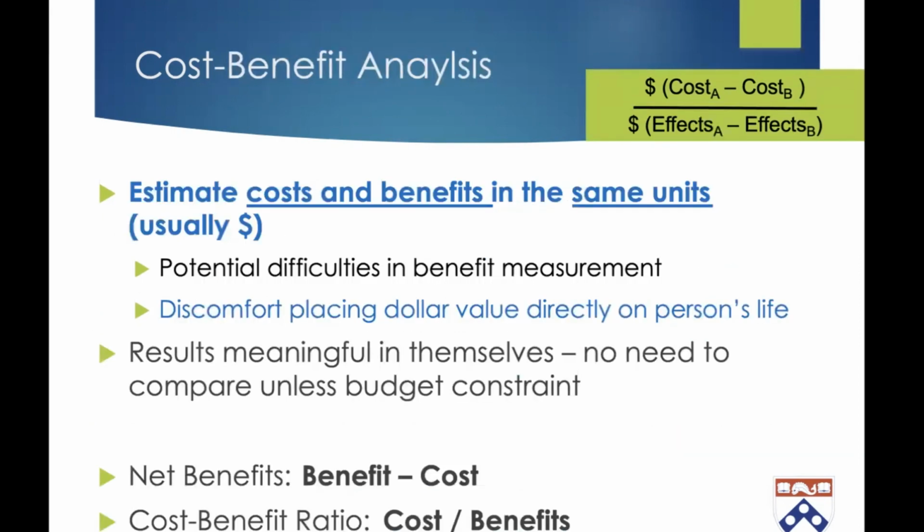So another one that's not commonly done is a cost-benefit analysis. Here, the cost and benefits are in the same units, usually dollars. So it's easy to interpret. If it's a positive dollar amount, then it's cost effective. It's for value. If it's negative, then it's not value. The problem is identifying and valuing the benefit measurements, because you have to place the dollar value directly on a person's life, on a person's health. So that's rarely done.